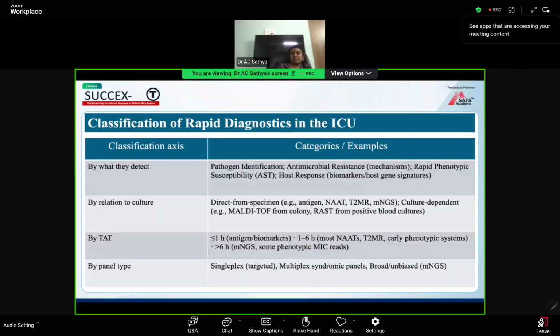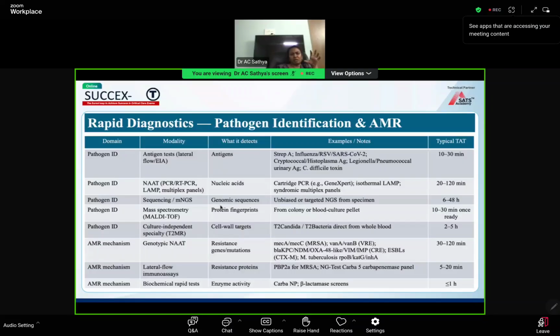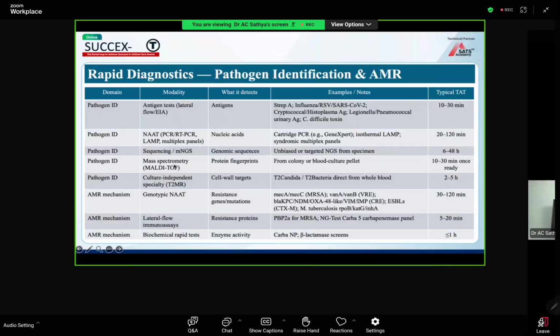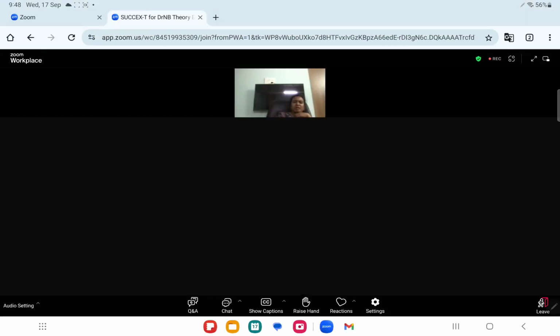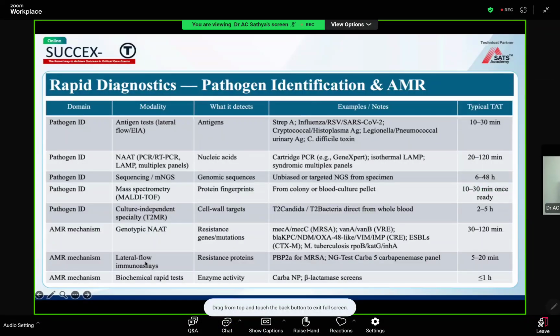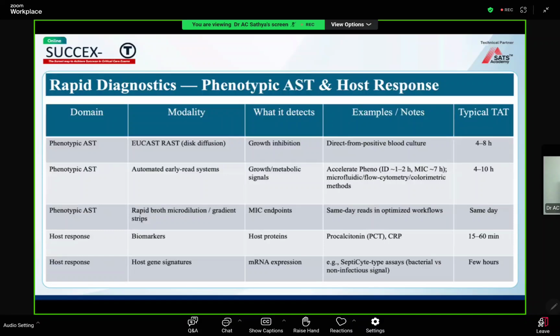And by panel type, whether it's single or multiplex. So for pathogen ID, there are a lot of tests. Most of them are based on nucleic acid amplification, which we commonly use, and one test, MALDI-TOF, which we will look into in the subsequent slides. For AMR, antimicrobial resistance, also NAT and lateral immunoflow assays, biochemical rapid tests are cheaper options compared to NAT that can be used. And phenotypic AST, when you're deriving the antimicrobial sensitivity, also has a lot of tests available. Again, host response biomarkers like procalcitonin and host gene signatures can also be used.